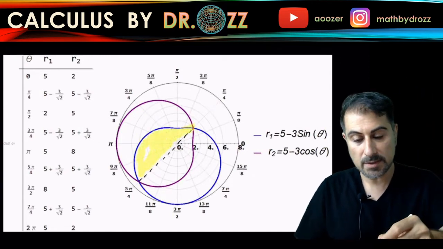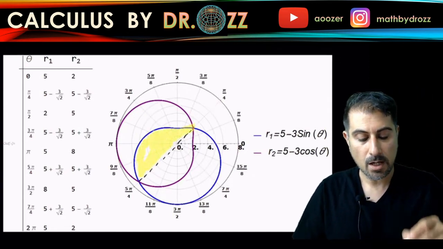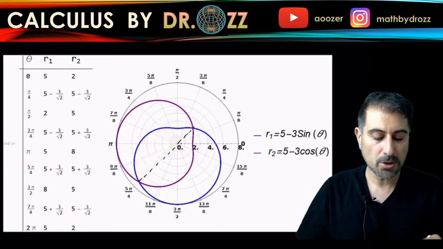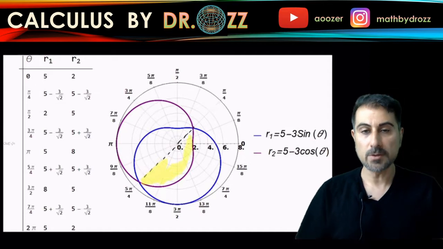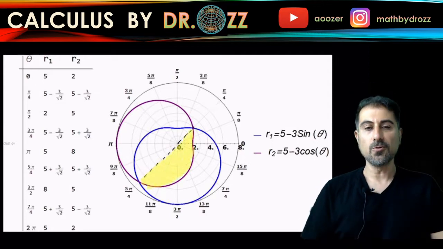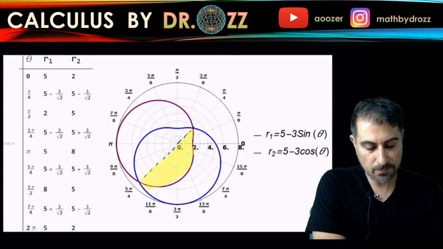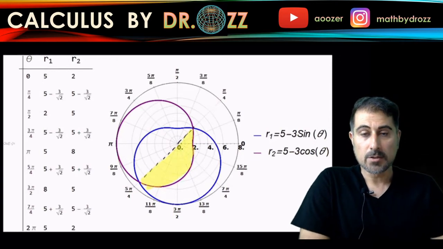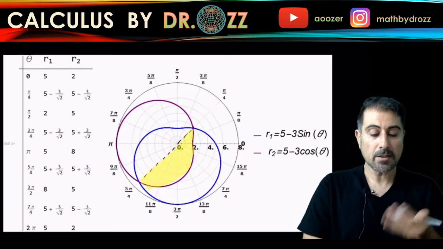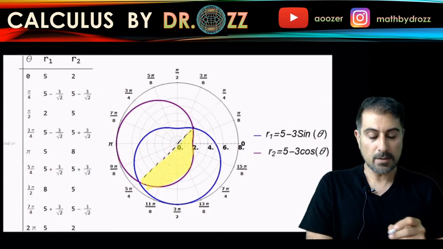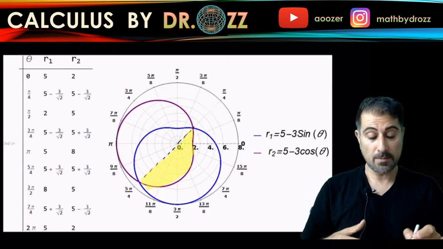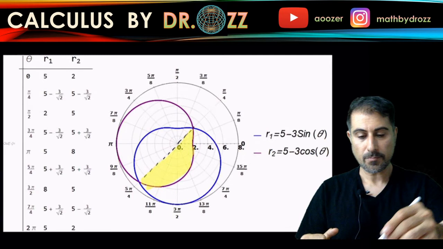Or you can just find the area of this portion here. Let me shade this area here, right? And multiplying by 2 would give you the full area of the common interior. So now the question is, how am I going to find either one of those areas? Okay, so that's the question.